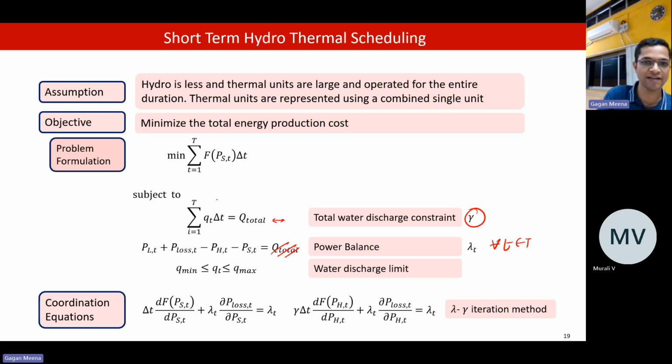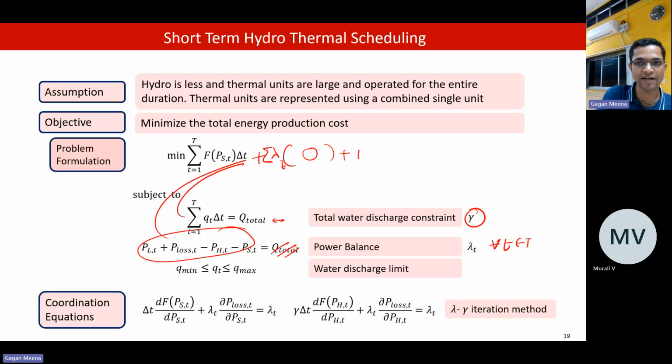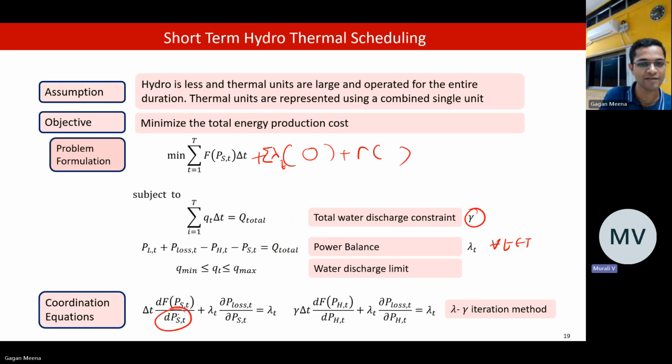So again we can write the Lagrangian function. We will move these two equality constraints in, so plus lambda t summation into the power balance, and gamma into this constraint. Then if we differentiate it with respect to thermal and hydro, we will get these two equations. Now these two are interdependent because of the loss. And also in this equation we have lambda and gamma.